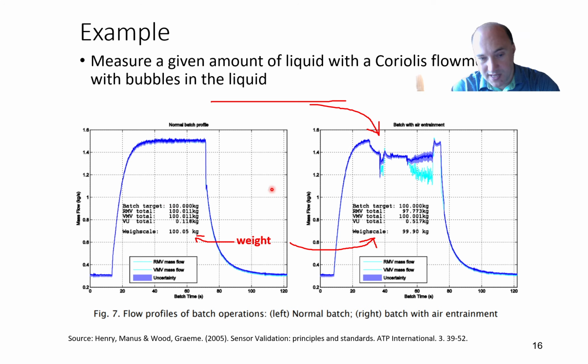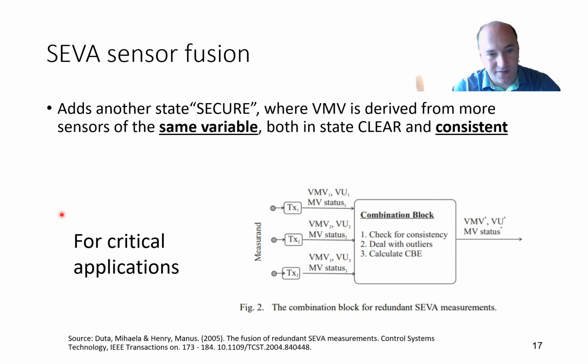So this is the input data that they have fed into their algorithm. And they have also created this algorithm for critical applications. So let's say you would like to measure the speed of an airplane, or it will be like some critical process where you really need to be sure that this is a correct sensor output. So in this case, they have added a next state that is called secure. And in this state, you have the verified measured value derived from more sensors of the same variable.